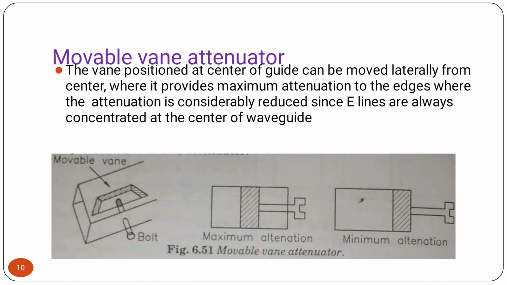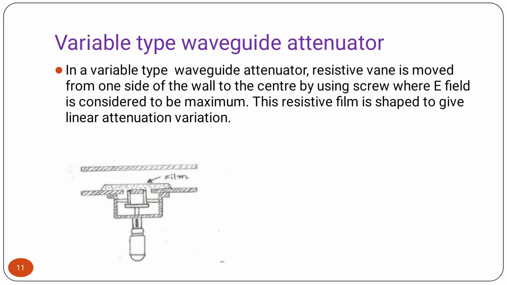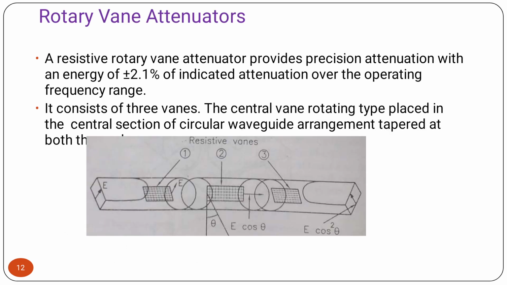Movable vane attenuator. The vane positioned at the center of the guide can be moved laterally from the center, where it provides maximum attenuation, to the edges, where the attenuation is considerably reduced, since E lines are always concentrated at the center of the waveguide. Variable type waveguide attenuator: a resistive vane is moved from one side wall to the center by using a screw, where the E field is maximum. This resistive film is shaped to give linear attenuation.